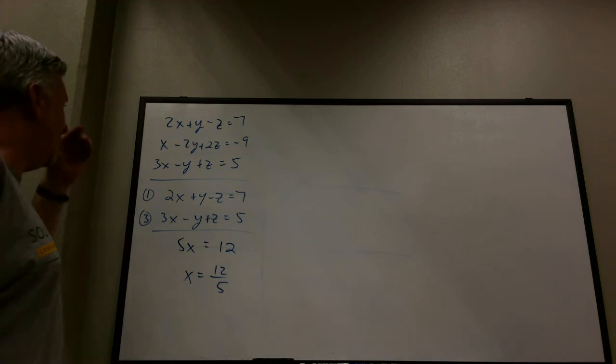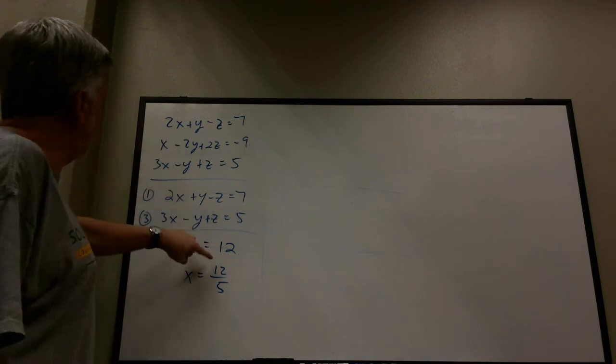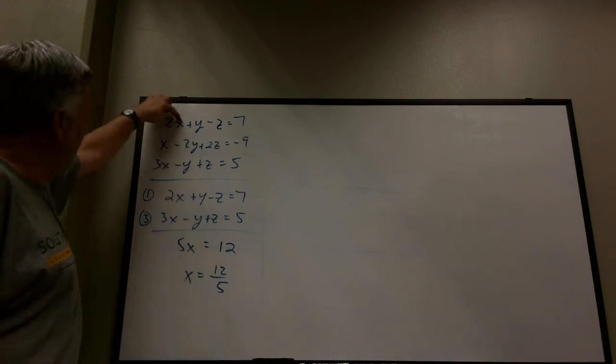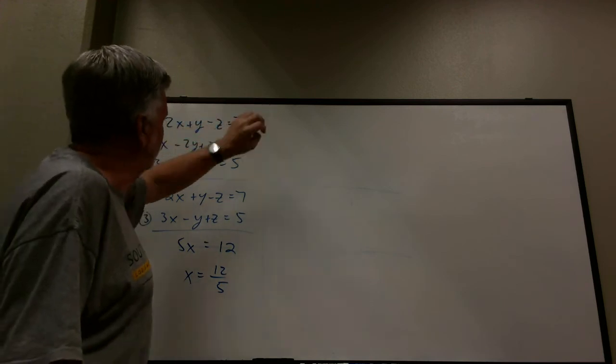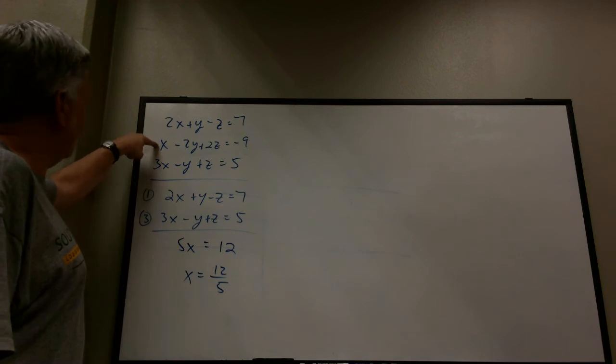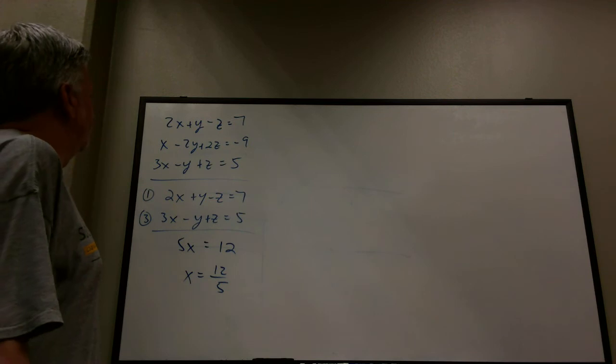I guess it doesn't really matter. I'll pick the first equation and the second equation. So I'm plugging 12/5 in here. That'll give me a number. You can subtract it from both sides. You'll have a y and a z. And if I plug 12/5 here and subtract it, then I'll have a y and a z here.